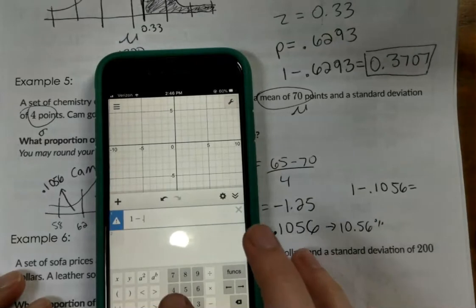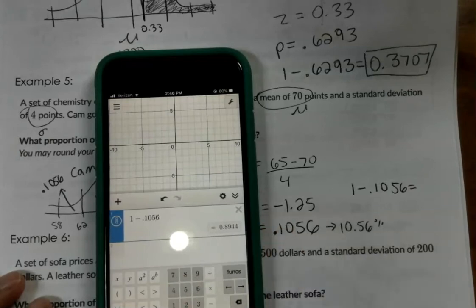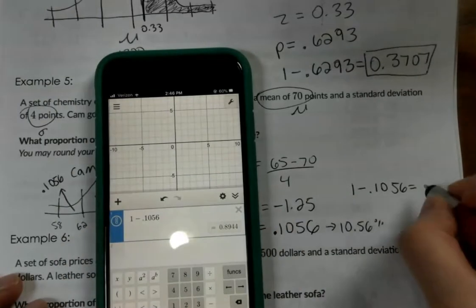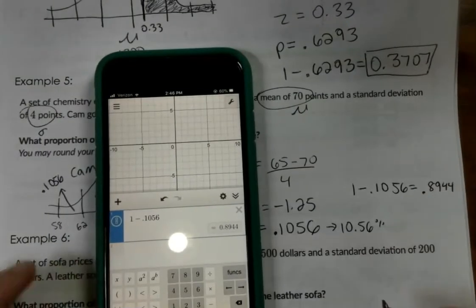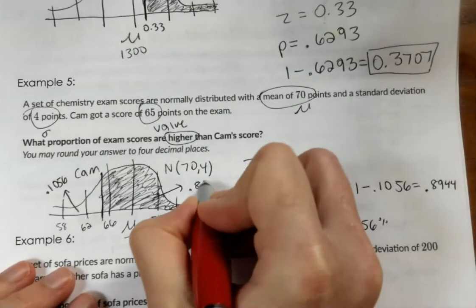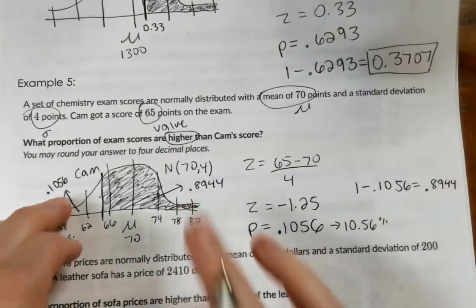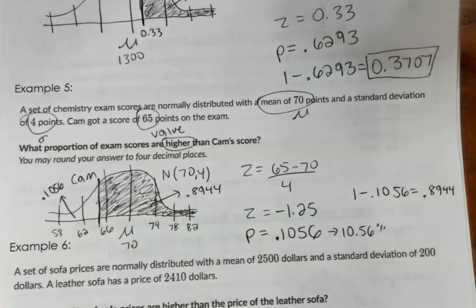So 1 minus 0.1056. Whoa! Okay. That gives me 0.8944. So I know that this area right here is 0.8944. And they sum up to equal 1. Because we know it's a density curve, right? Remember, normal curves are density curves. The area underneath the curve is 1.